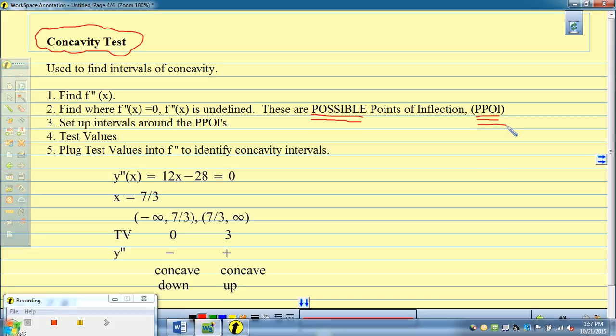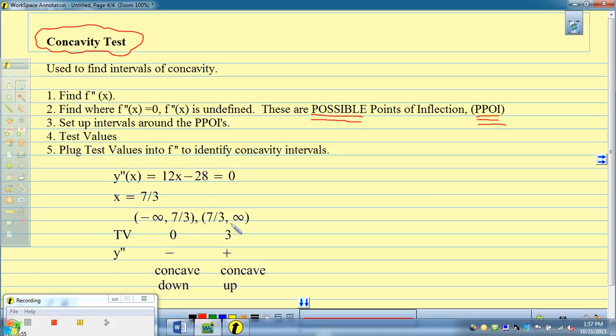So once you find your PPOIs, then you can set up intervals around them, pick test values, and plug your test values into the second derivative to identify the concavity in the interval. So our second derivative was 12x minus 28. We set that equal to 0. 12x minus 28 is not undefined anywhere, so we'll just find our critical points by setting it equal to 0. We get a critical point at x equals 7/3.